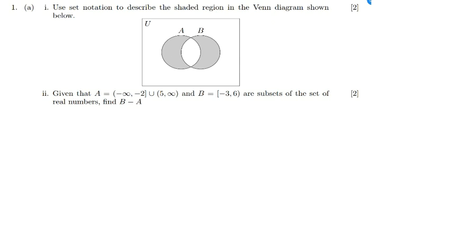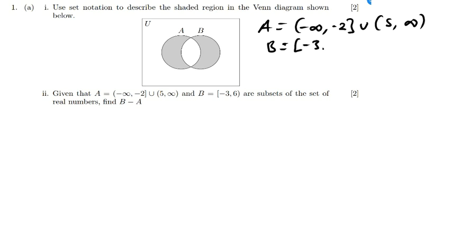The second one is: given that A is negative infinity, comma negative 2, included, union 5 not included, positive infinity. B is negative 3, comma 6, included negative 3, 6 not included.